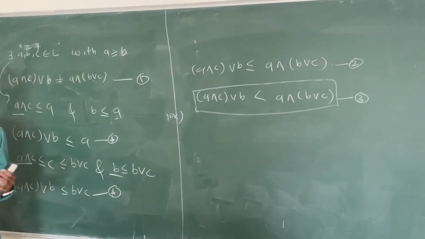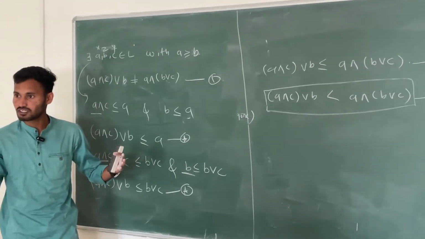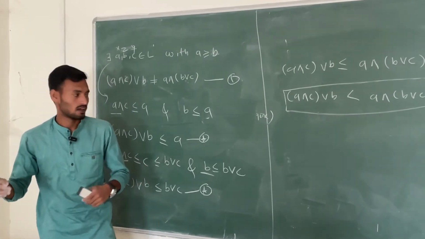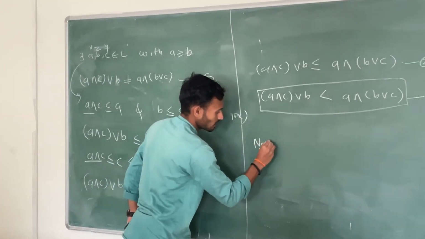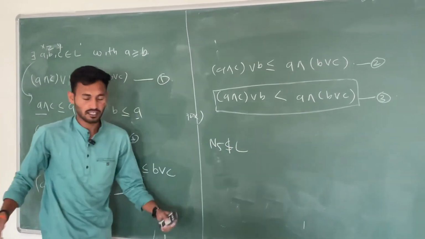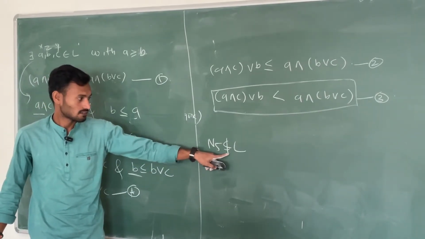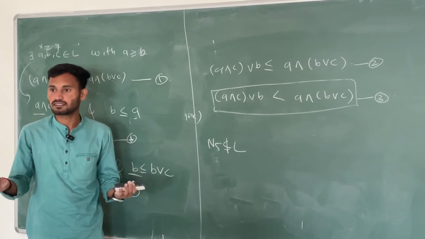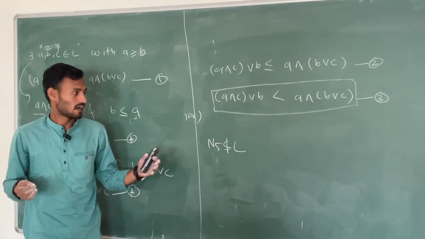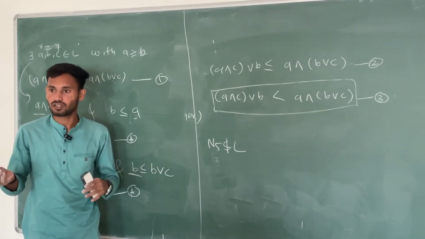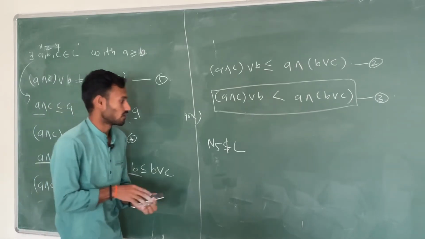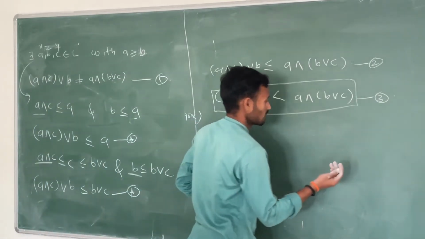So we want to prove that N5 is a pentagon. If we prove N5 is a pentagon, our assumption will be wrong. We are assuming that N5 is not contained in L. If we prove N5 is a pentagon, then our assumption becomes wrong, and we can say that L is modular.